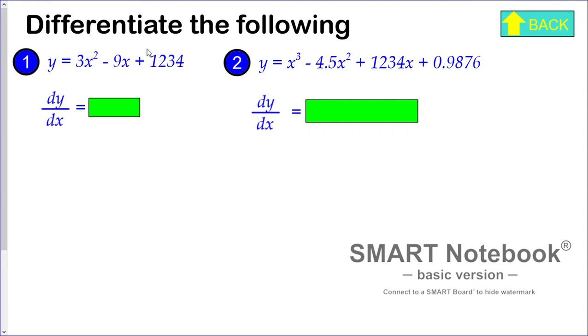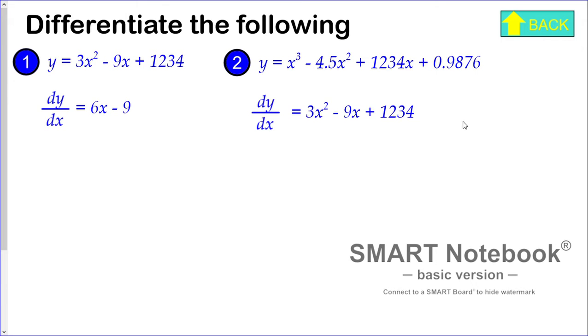And anything without involving an x will drop off. So we have 6x minus 9. For number 2, again, we bring down the front. So we have 3x and take away 1 from the exponent, so we have 3x squared minus 2 times 4.5 is 9, so we have minus 9x plus 1,234. The x drops off. Any constant, when differentiated, just disappears. The result is 3x squared minus 9x plus 1,234.